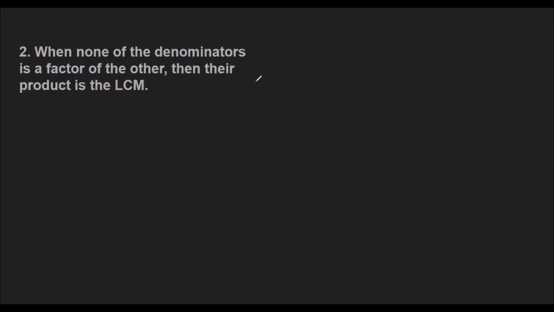Now, the second shortcut states that when none of the denominators is a factor of the other, then their product is the LCM. So when none of the denominators is a factor of the other, then their product is the LCM. Let's consider an example that satisfies this particular condition. So let's say we have 5 over 2 plus 3 over 5 minus 2 over 3.